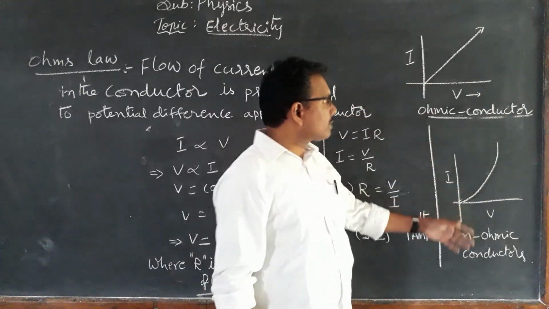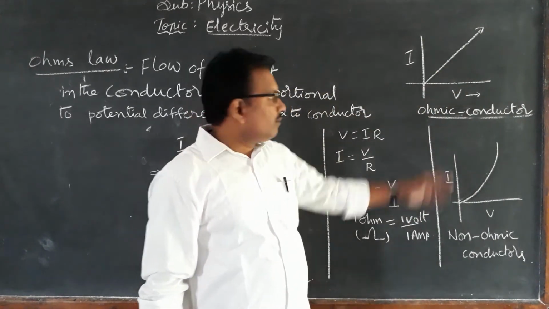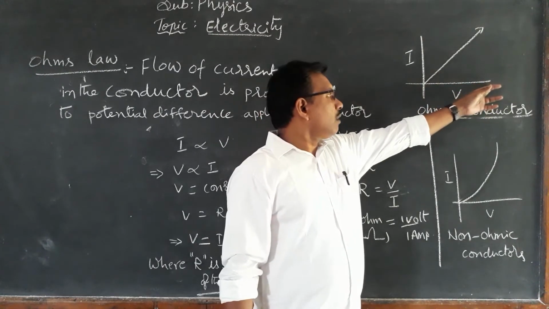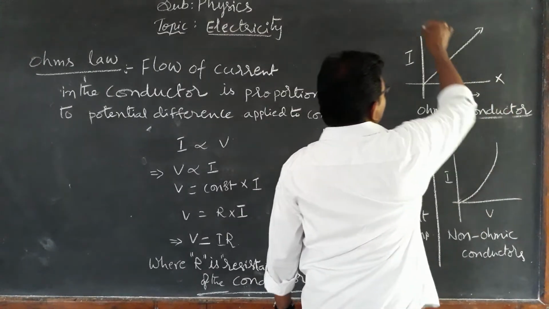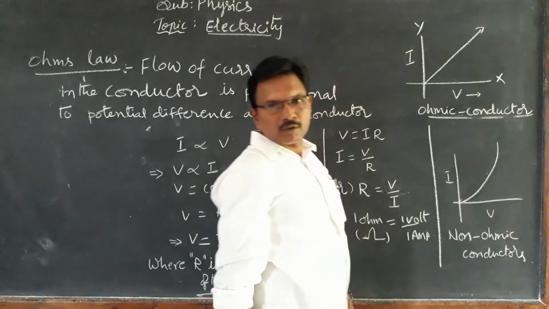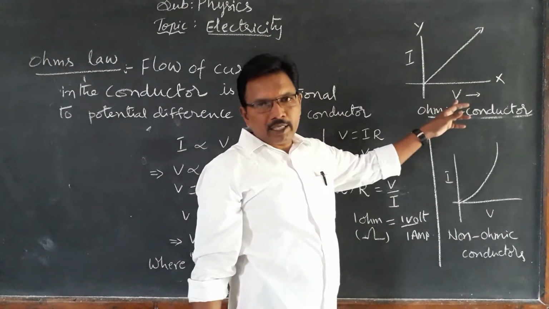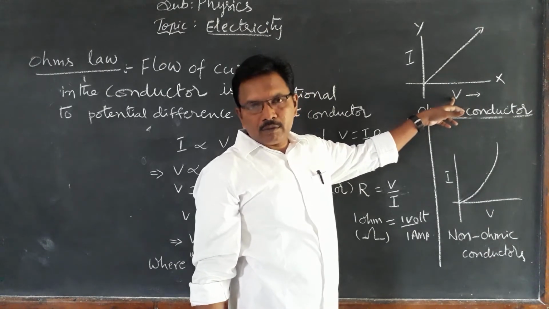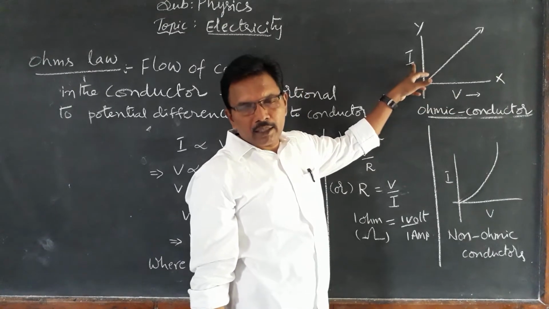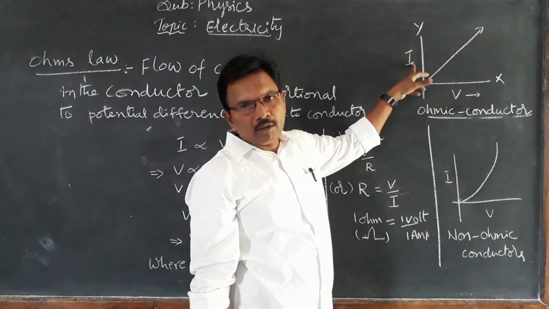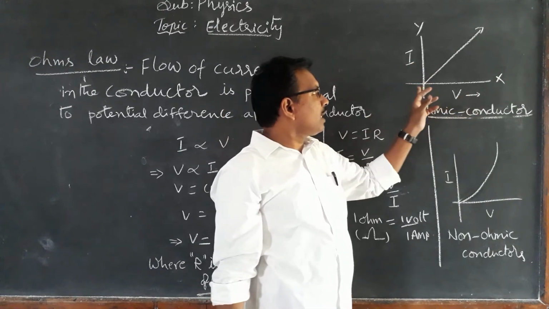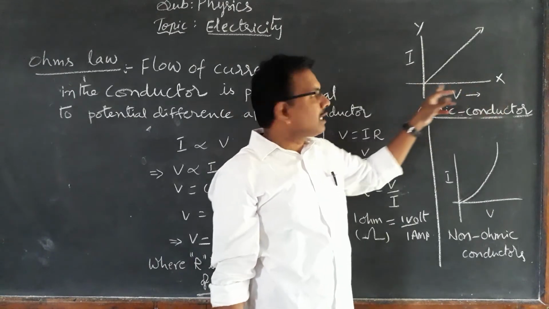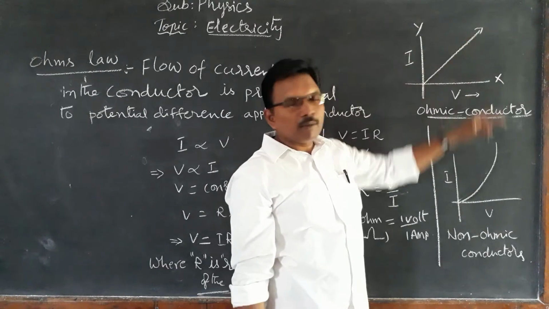Now see what these graphs are. If you take potential difference in volts on the x-axis and current in the conductor on the y-axis, for any conductor, we can measure volts using a voltmeter and current in amperes using an ammeter. When you plot these values, as voltage increases, current also increases, and we get a graph like this.